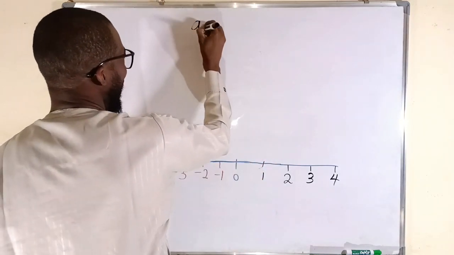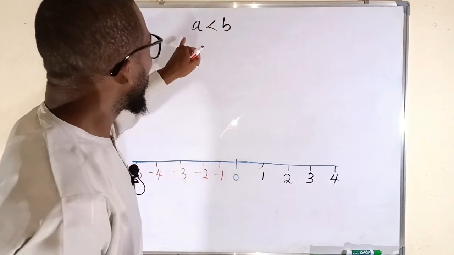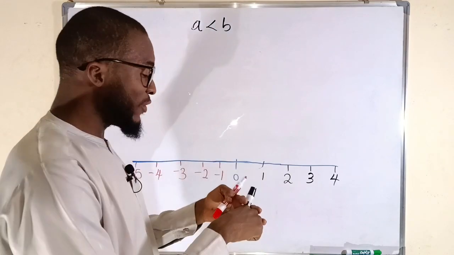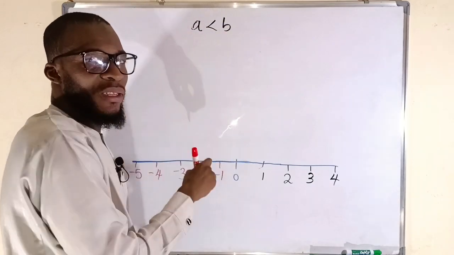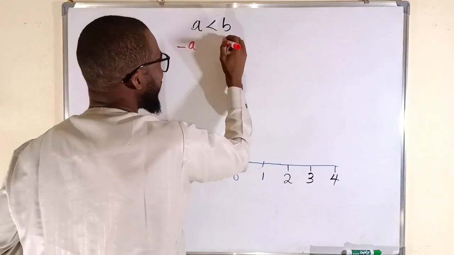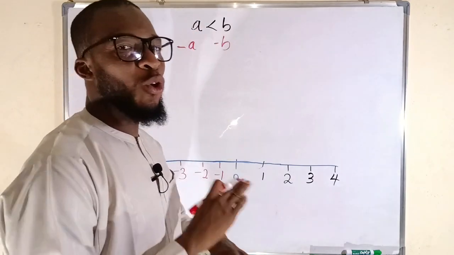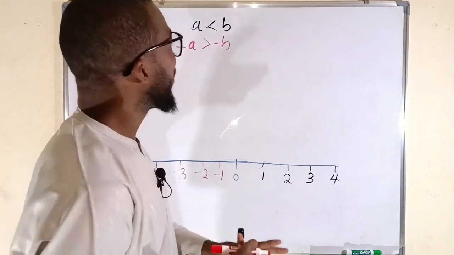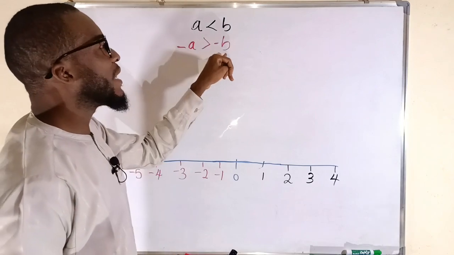If you have a number A, and this number A is less than B, and you multiply both sides by a negative value, for instance -1, let's do that and see. This times -1 will give us negative A. This times -1 will give us negative B. So the direction of the inequality will always change if this happens. It will be greater than instead of less than. So if A is less than B, definitely negative A will be greater than negative B.